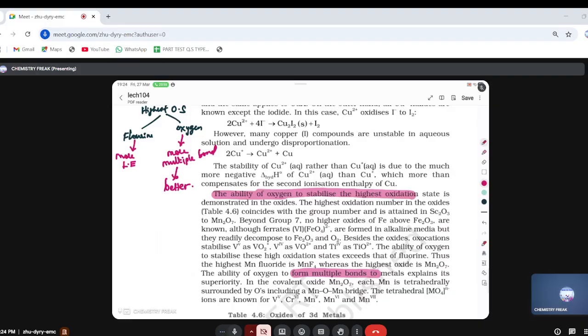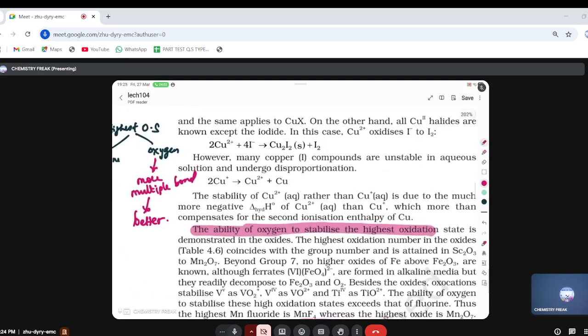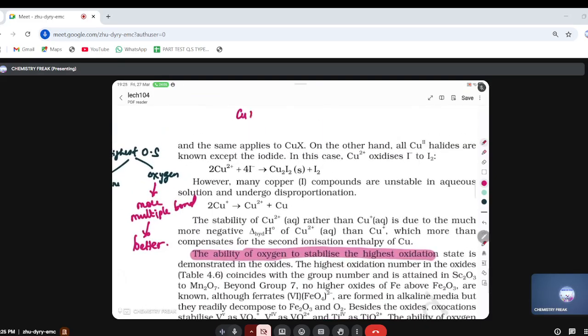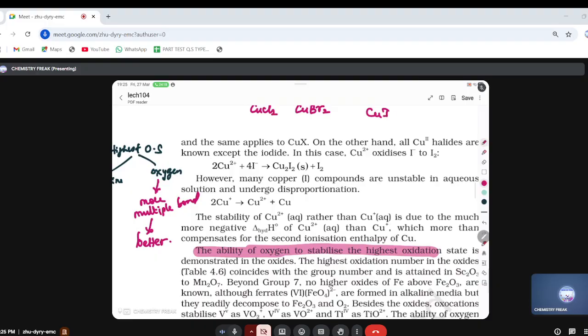Clear? Okay, now come here. Copper. CuCl2, CuBr2, these are all stable. But the fellow CuI2, remember, CuI2, this fellow is highly unstable. Immediately, this fellow will become Cu2I2. That is what has been explained in the first two lines.